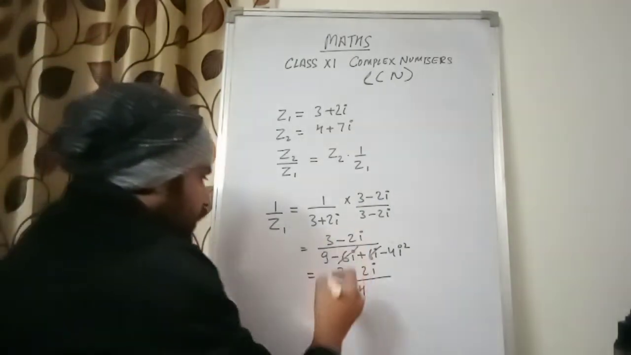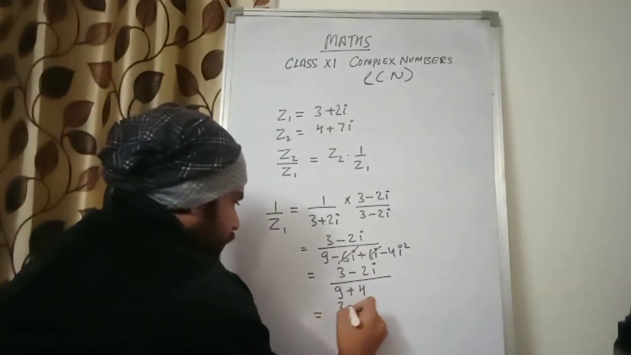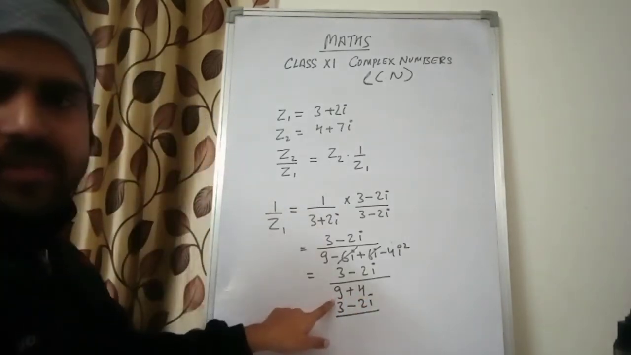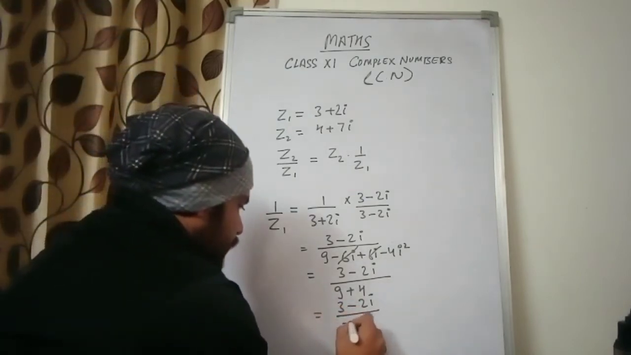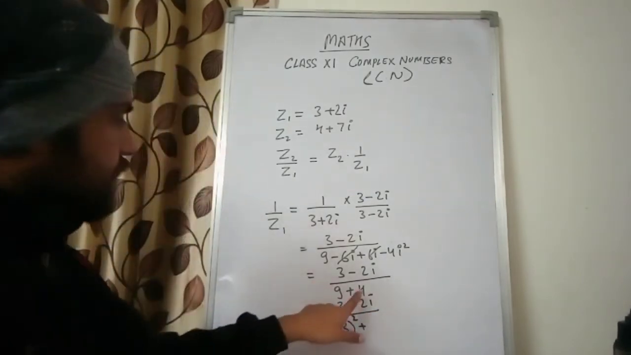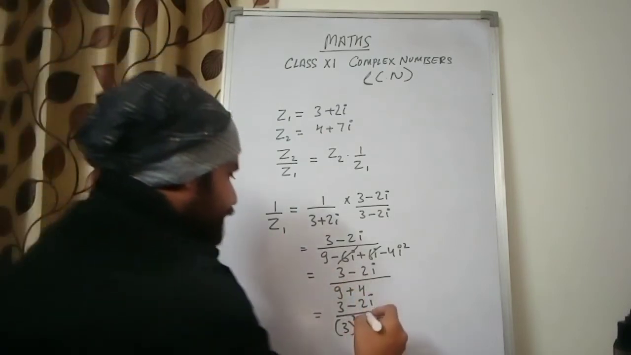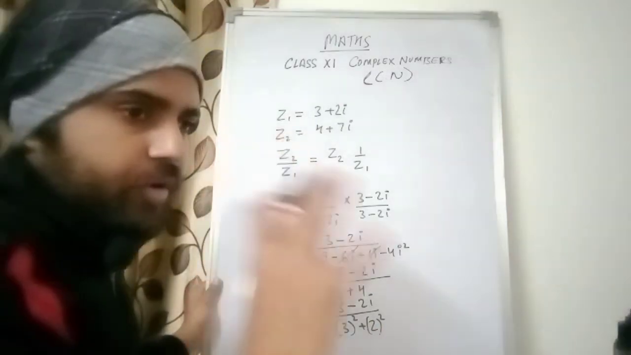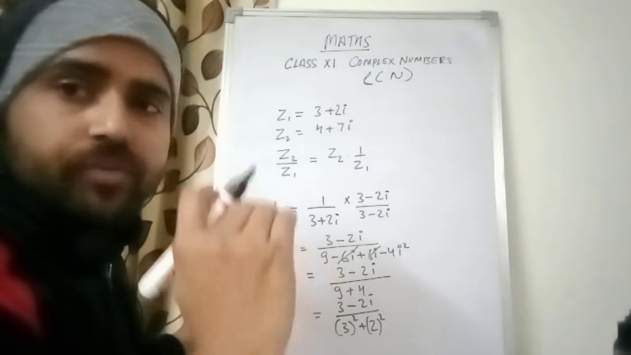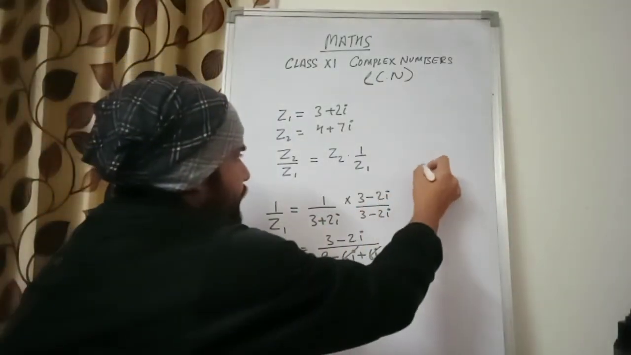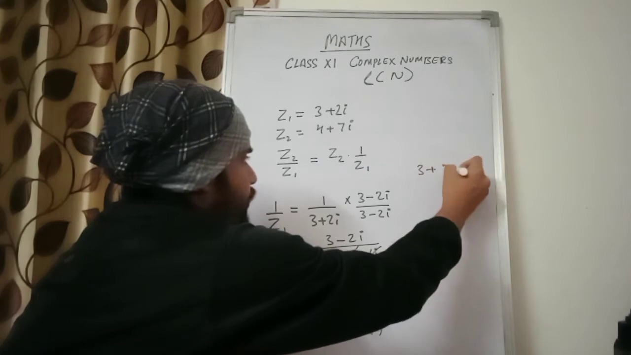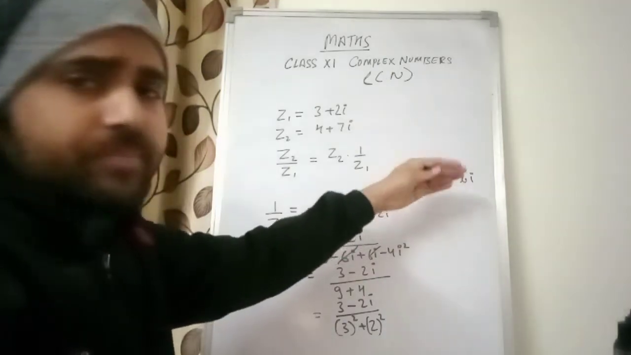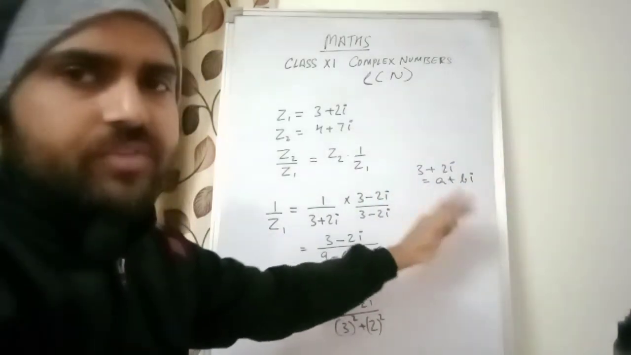Okay, now can I say this as 3 minus 2i upon this 9 can be written as 3 square, yes or no? Plus this 4 can be written as 2 square. I'm just deriving the general formula of the inverse of a complex number. So if I assume that this 3 plus 2i is actually a plus ib, this is the complex number, I am just seeing what is the formula for the inverse of this complex number.